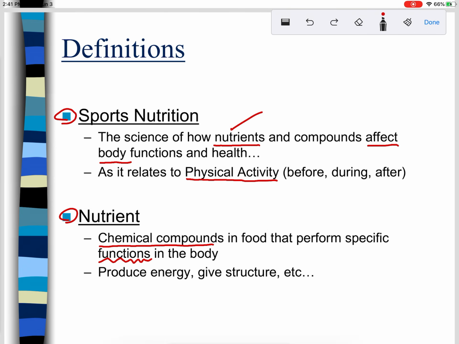Then we have protein. That's a chemical compound. Sometimes we get protein through food. Other times our body can make protein for us. And protein has a little bit of a different function in the body, gives structure to muscles, etc.